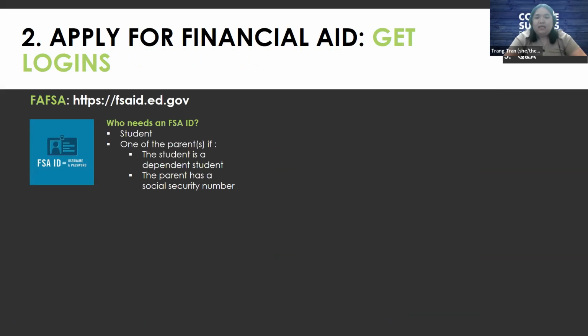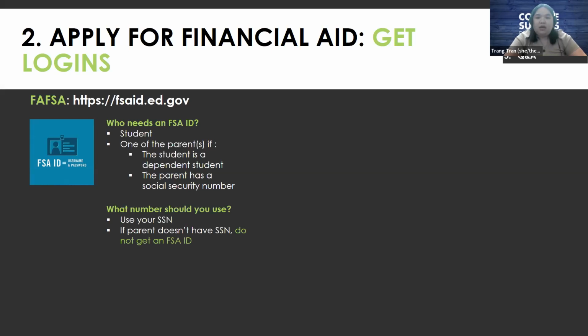The FSA ID is a username and password that is used to log into the U.S. Department of Ed online systems. The FSA ID is used as a legal electronic signature that shouldn't be created or used by anyone other than who it belongs to. So students and parents will use their Social Security numbers to create their FSA IDs.